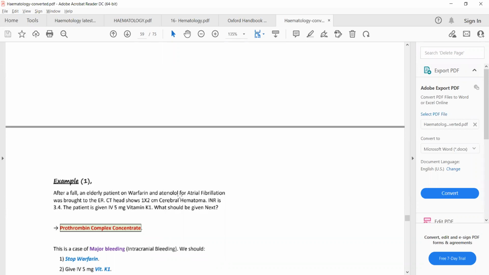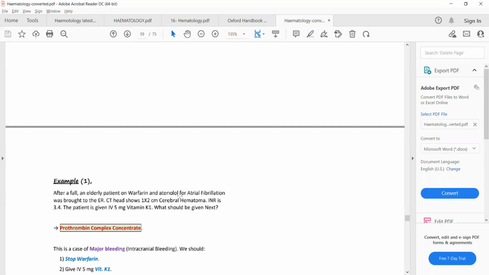After a fall, an elderly patient on warfarin and atenolol for atrial fibrillation was brought to the ER. CT shows a 1.2 centimeter cerebral hematoma. INR is 3.4. In this scenario, a patient is on warfarin and he has developed intracranial hemorrhage and his INR is 3.4. So it's a major bleed. So we will not look at the INR in this case.